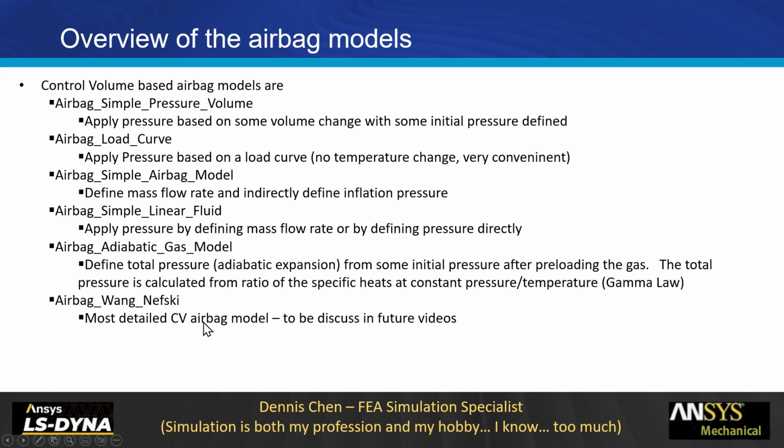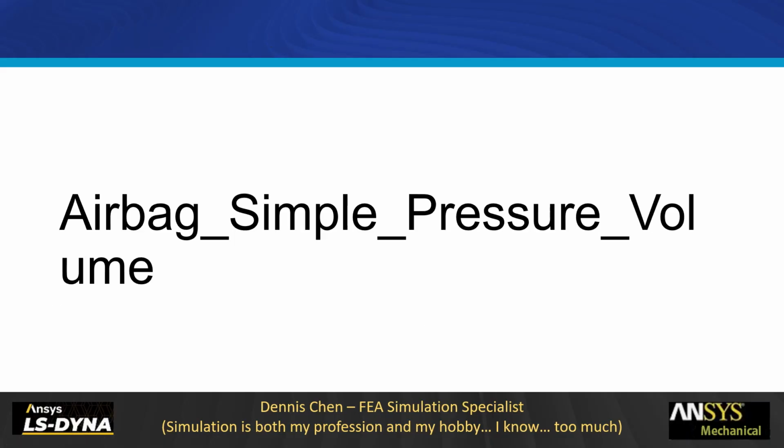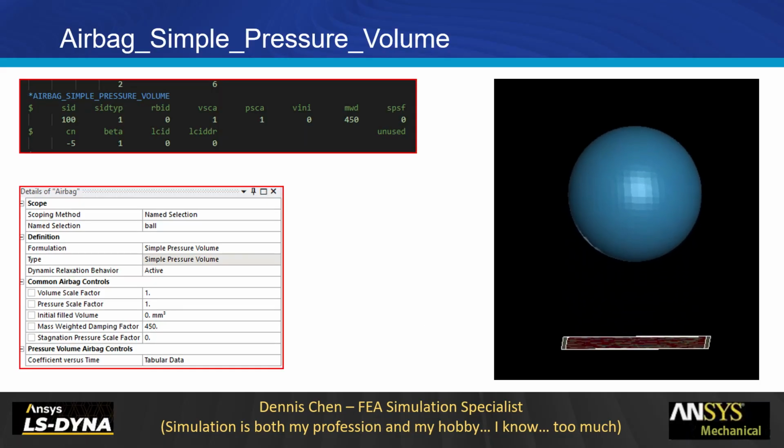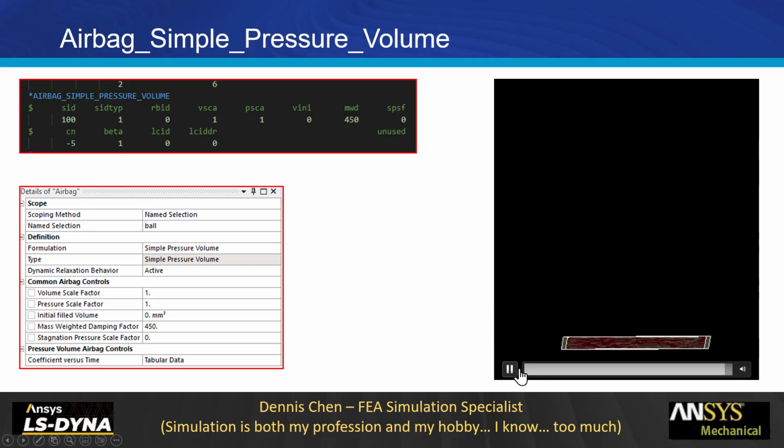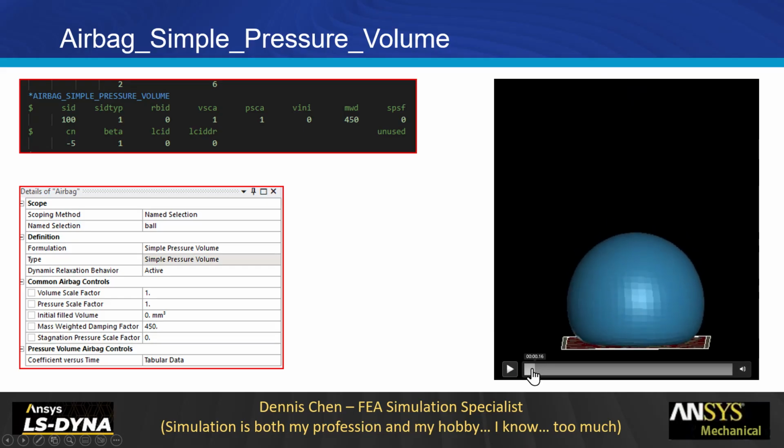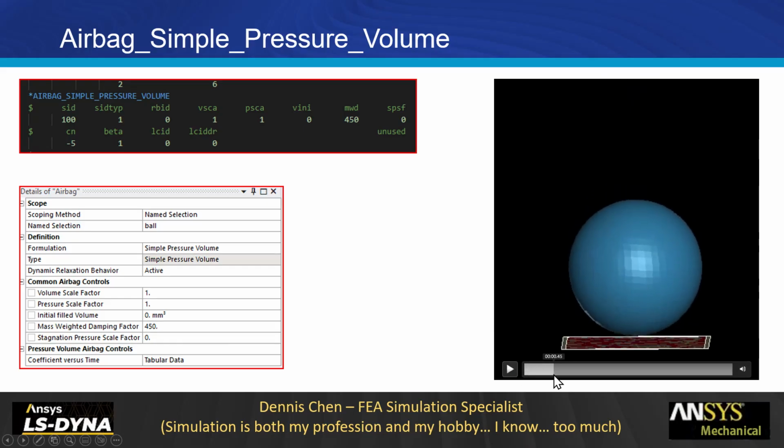Okay. All right, let's look at the very basic one, simple pressure volume. This is the one I've actually used before. This is the one that I used in the past to model essentially impacting a wall like this. So what this model does is that it starts with essentially some initial pressure, which is defined in the tabulated data here.